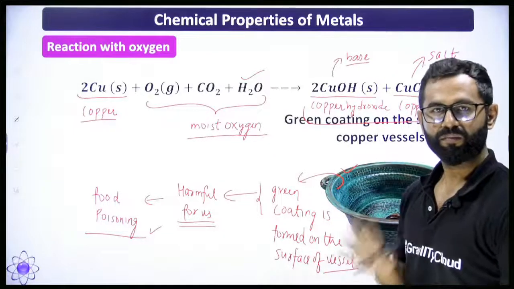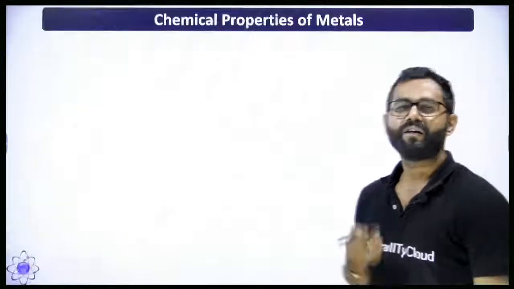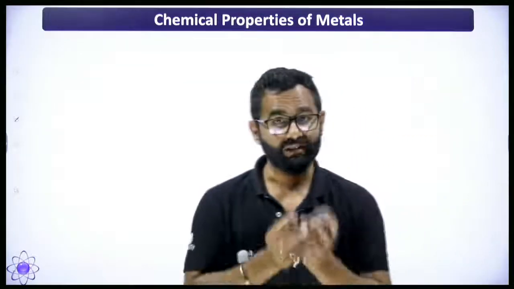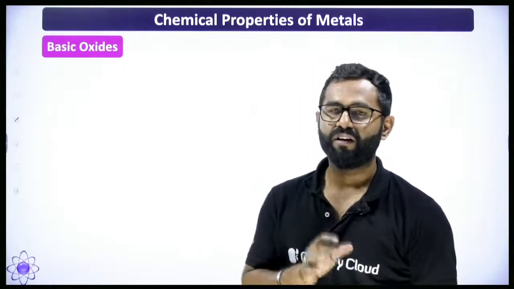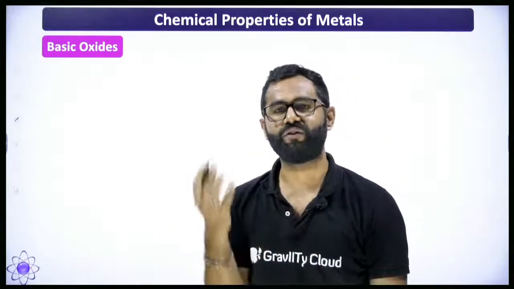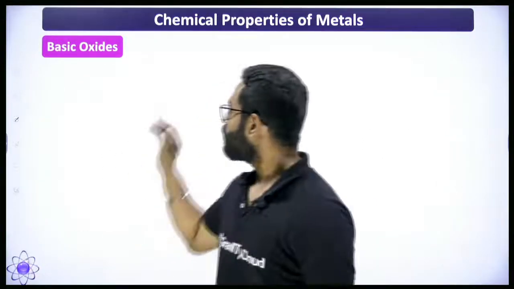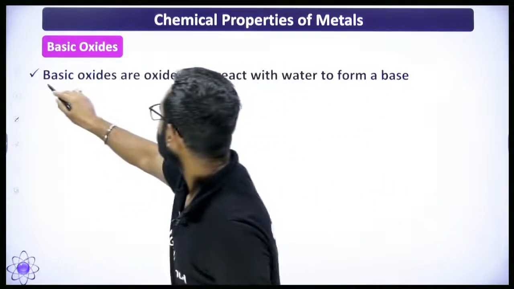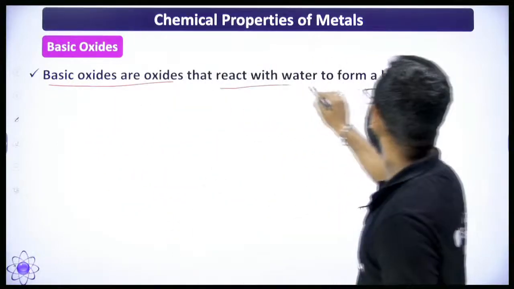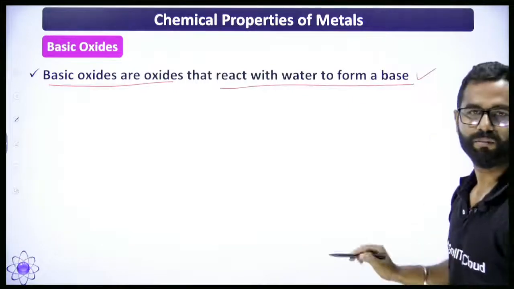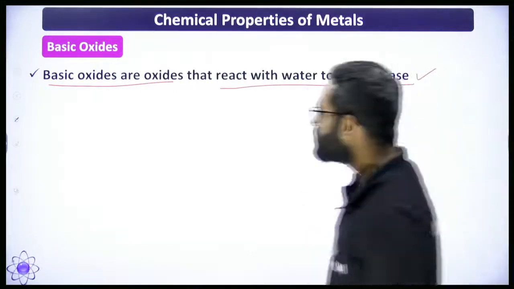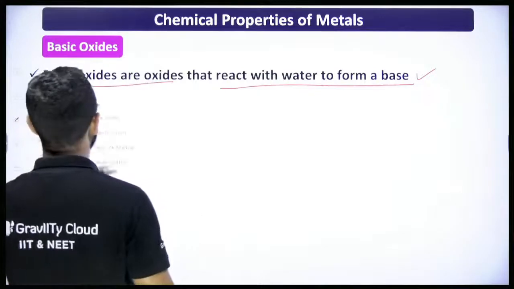Understood? Next important thing is the understanding of basic oxides and amphoteric oxides. I told you what basic oxides are. There are a few metals that react with oxygen and form oxides, and the oxides are classified into 2 categories. First category is basic oxides, second category is amphoteric oxides. So what are basic oxides? Basic oxides are those oxides that react with water to form a base.